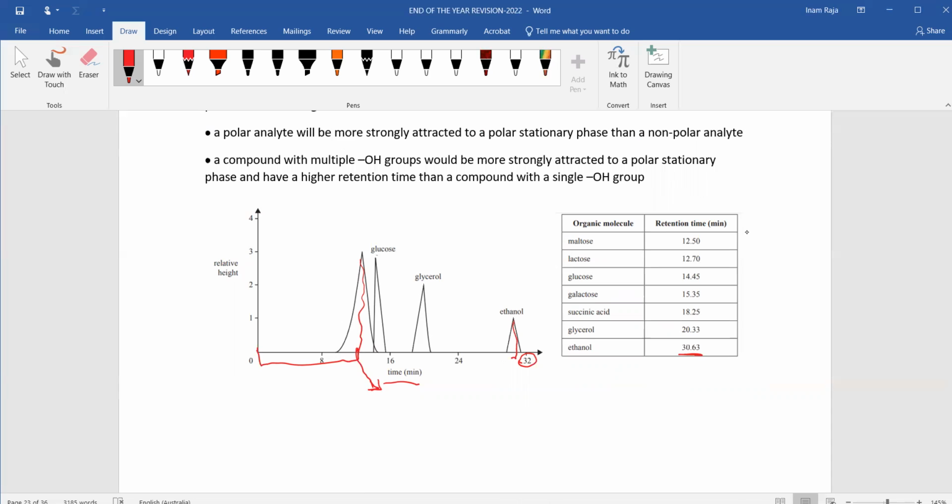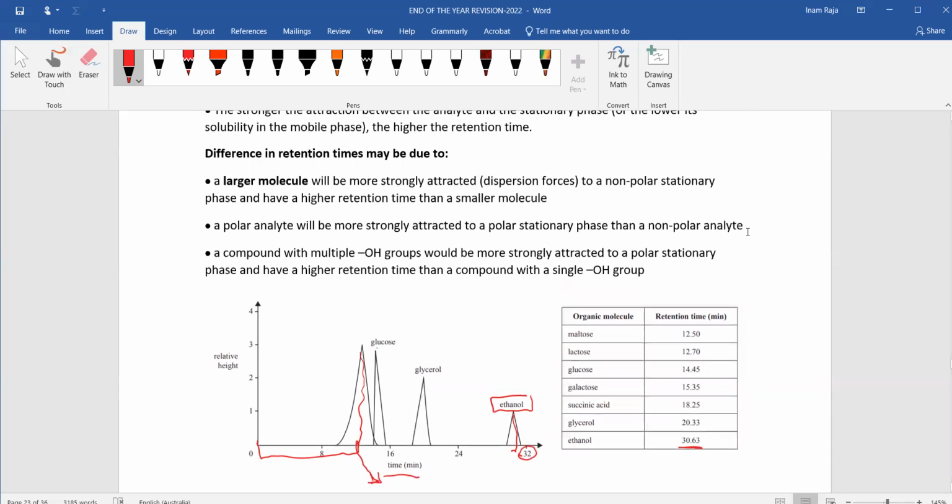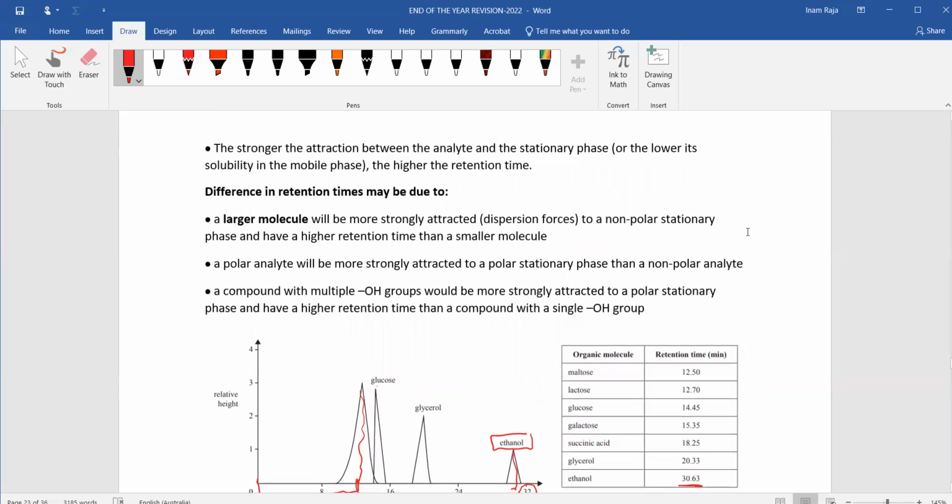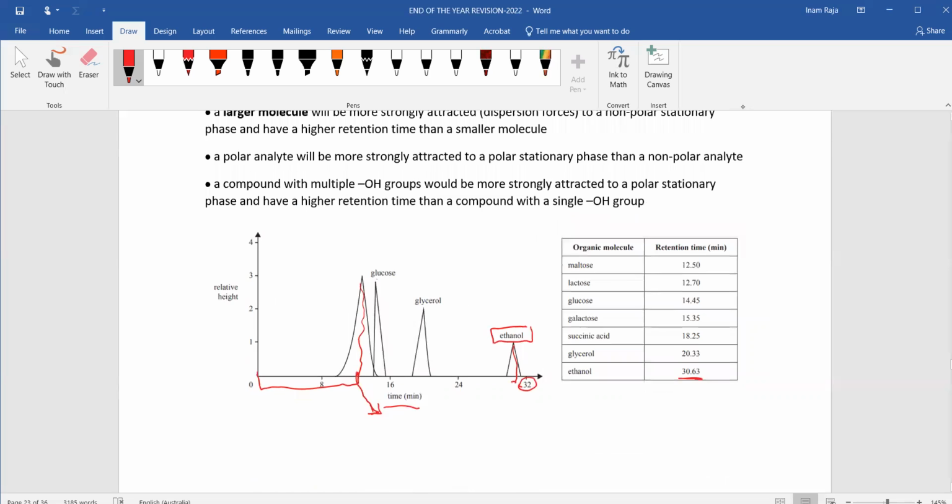Now you see here, because it is reverse phase chromatography, the ethanol, which is smallest and the most polar, is... wait a second, is it reverse phase or normal phase? Okay, they are all polar, but in this case now, are they using... let me see.